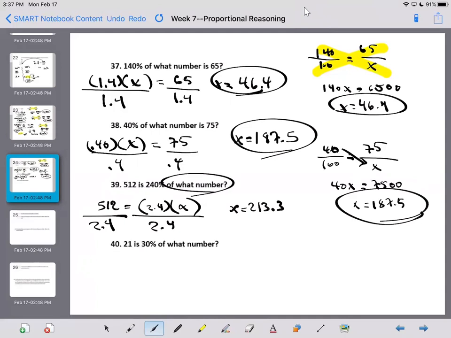If I was using an equation on the next one, I would say 21 is the same as 30% of some number. So I would take 21 divided by 3/10, and I would get 70 as an answer. So this would just mean that 70 is my whole, 21 is my part, and that should equal 30%.